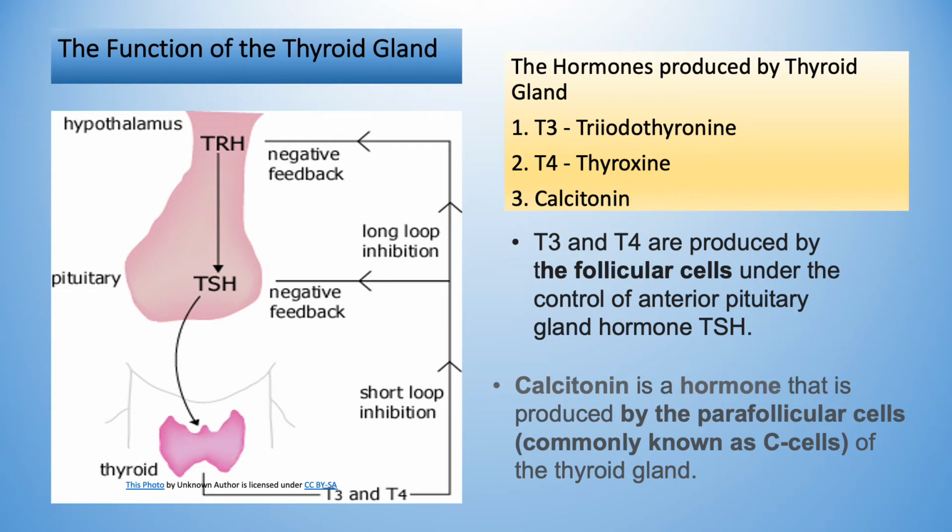Notice calcitonin is not under the control of the anterior pituitary gland. However, calcitonin is a hormone produced from the parafollicular cells, commonly known as the clear cells or C cells, of the thyroid gland, under the effect of a high blood calcium level. If there is a high blood calcium level, then the parafollicular cells start producing calcitonin.